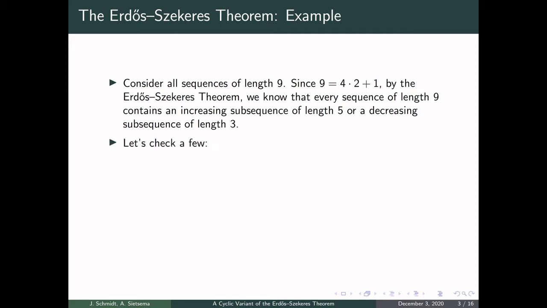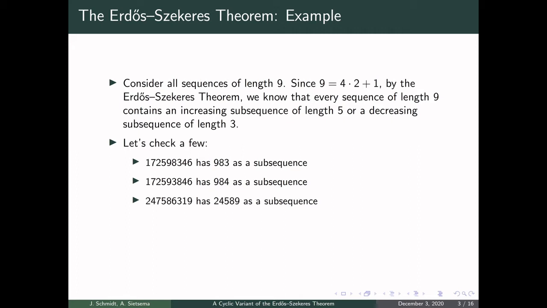And here we'll check a few examples. So if we have 1, 7, 2, 5, 9, 8, 3, 4, 6, we have 9, 8, 3 as a decreasing subsequence of length 3. For this one, we have 9, 8, 4 as a decreasing subsequence of length 3, noting again that it doesn't have to be consecutive. And finally, we can have an increasing subsequence of length 5, 2, 4, 5, 8, 9. And we'll note here as well that it can also have a decreasing subsequence of length 3, in this case 8, 6, 3, so it's possible to have both.